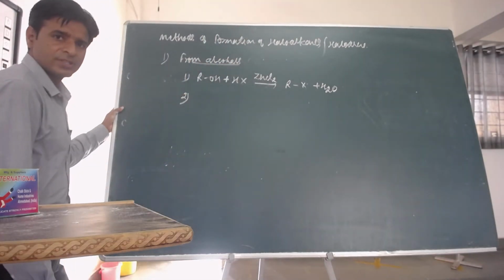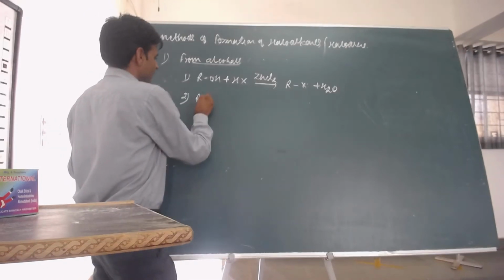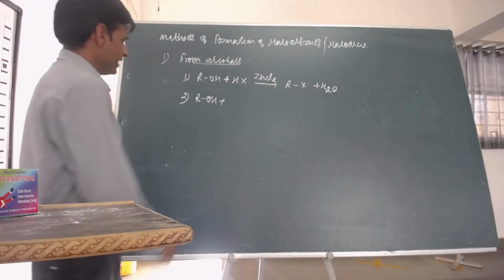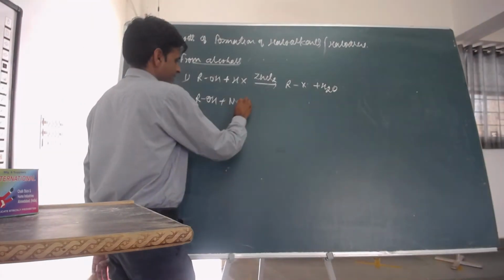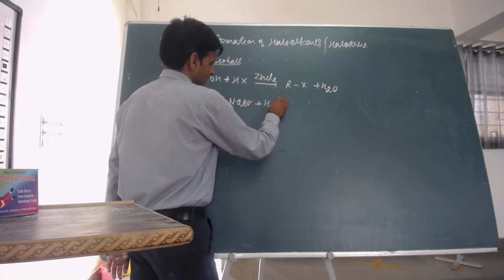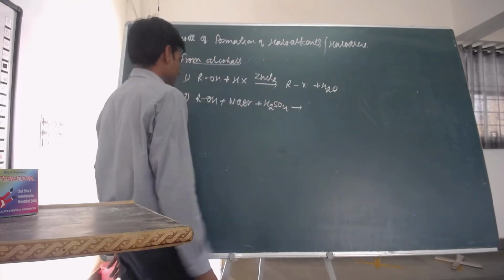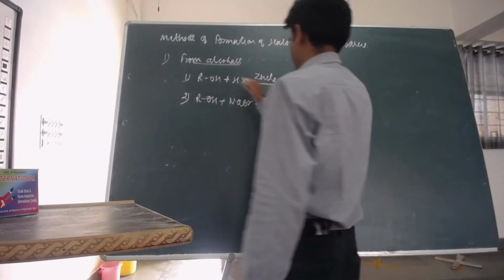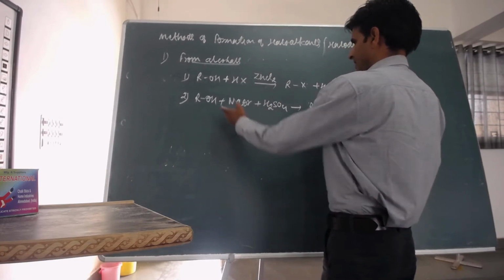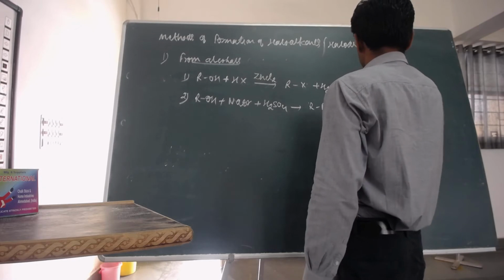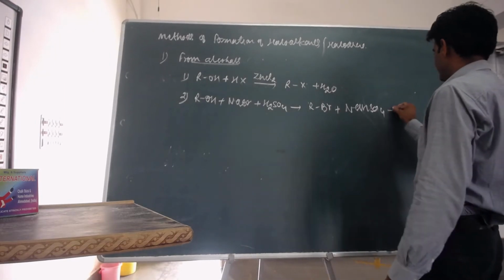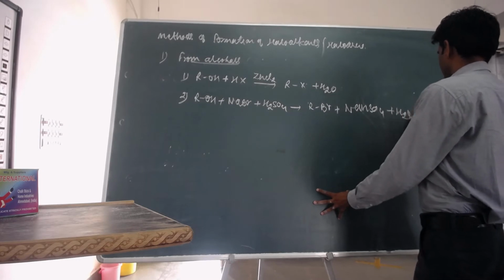Number 2, when alcohol is treated with sodium bromide in the presence of an acidic medium, then we obtain bromoalkane, R-Br, plus the salt sodium hydrogen sulfate plus water.